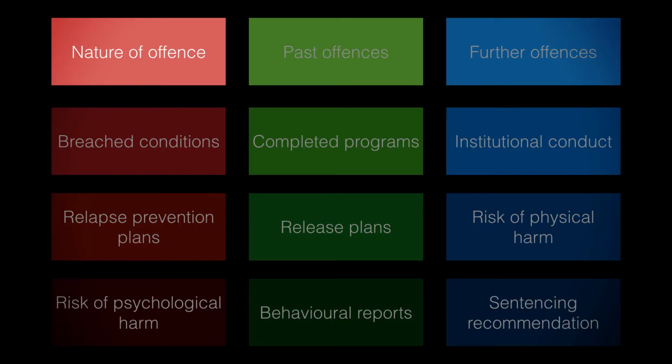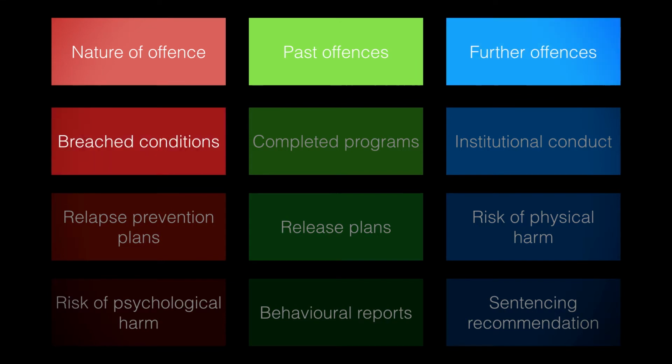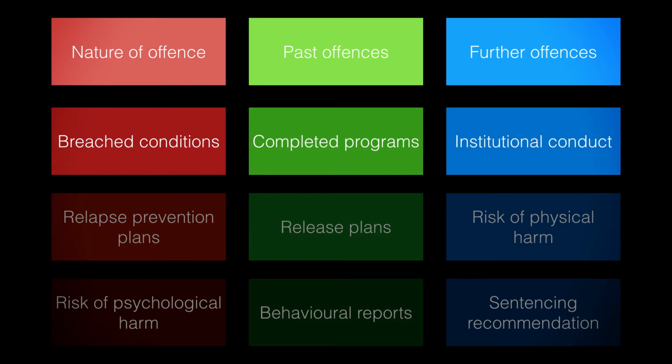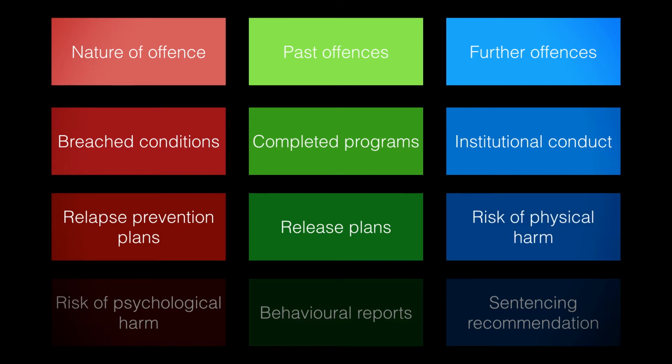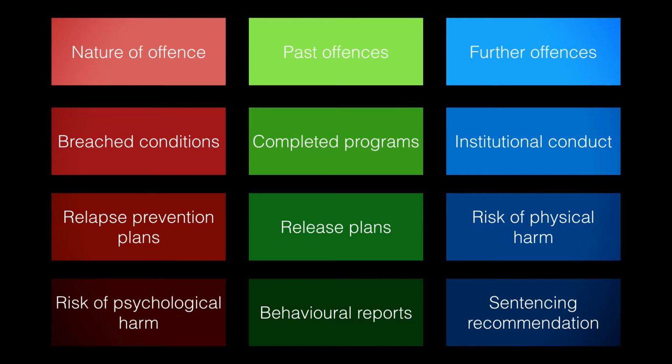Now, in making this assessment, the parole board will take into account a number of factors. These include the nature of the offence, past offences and any patterns of offending, the possibility of further offences, whether the offender has breached any conditions of a previous order, whether the offender has successfully completed programs of rehabilitation, the institutional conduct of the offender whilst incarcerated, the viability of the offender's relapse prevention and release plans, the risk of physical or psychological harm to a member of the community, any behavioural report relating to the offender, and the sentencing judge's recommendation. So how is it possible to make this decision?